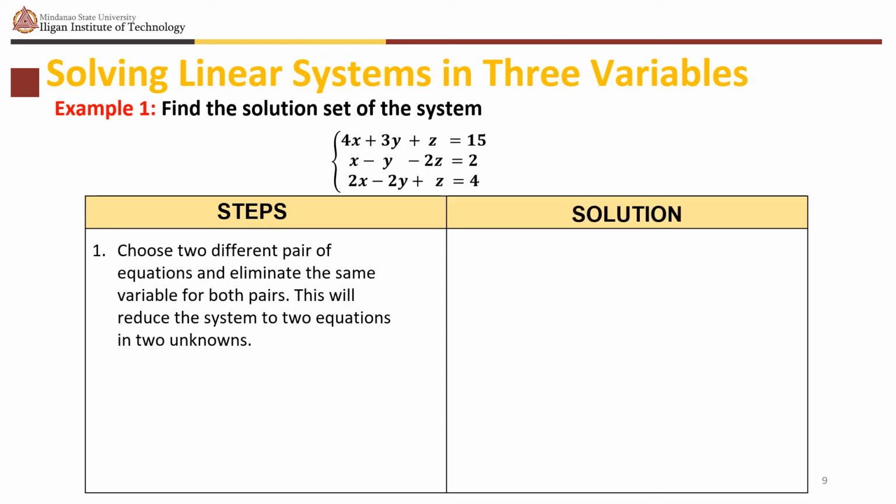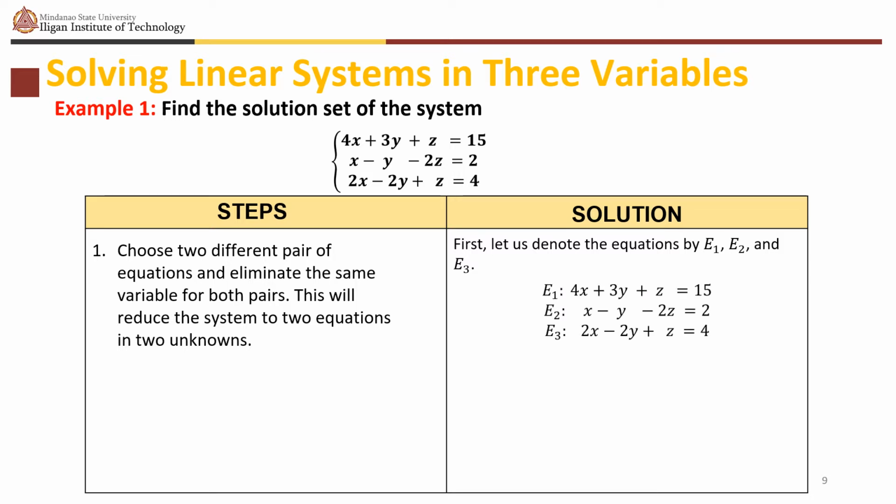Number 1, choose two different pairs of equations and eliminate the same variable for both pairs. This will reduce the system to two equations in two unknowns. But first, let us denote the equations by E sub 1, E sub 2, and E sub 3. So we have here our E sub 1 as 4x plus 3y plus z is equal to 15, E sub 2 is x minus y minus 2z is equal to 2, and E sub 3 is 2x minus 2y plus z is equal to 4.